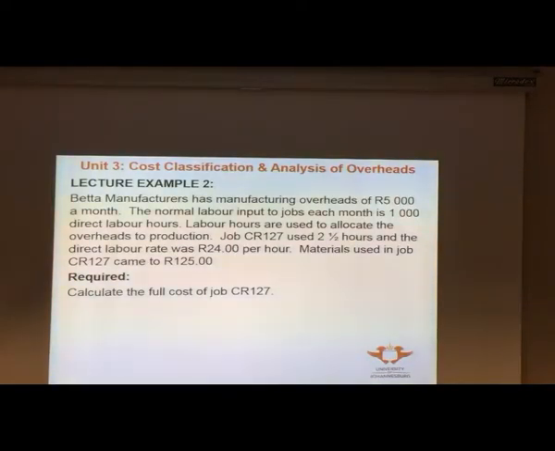Can you see that? Now when we're allocating the overheads to product CR127, we need to allocate it based on 2.5 hours. So I want you to put your direct materials, your direct labor, and your manufacturing overhead and calculate the full cost for the job. We're not looking at costs per hour. I want the full cost of this job. How much did this job cost?